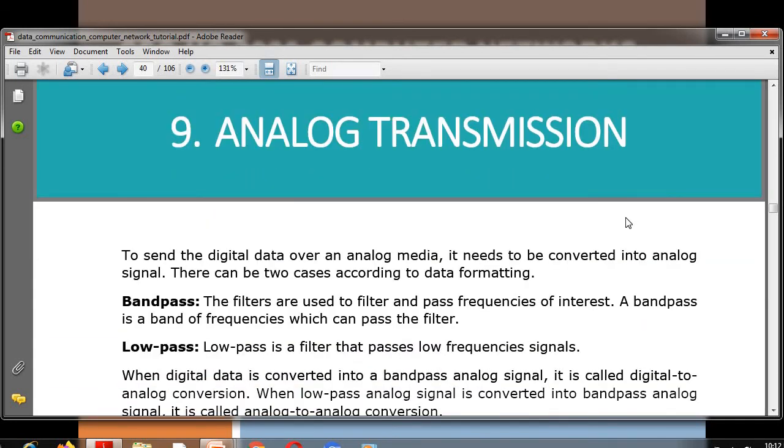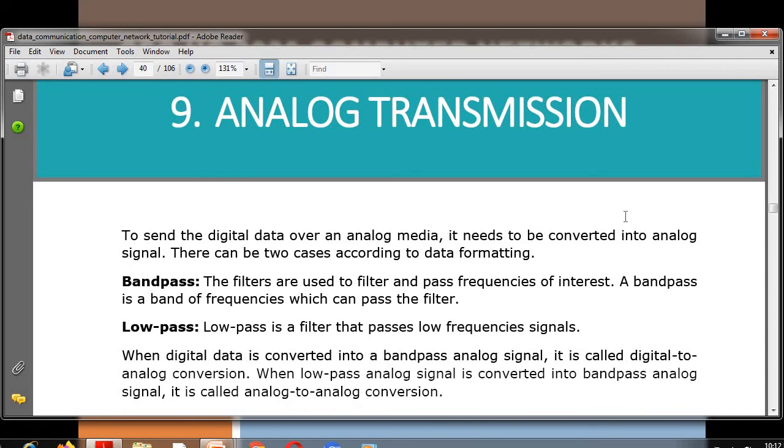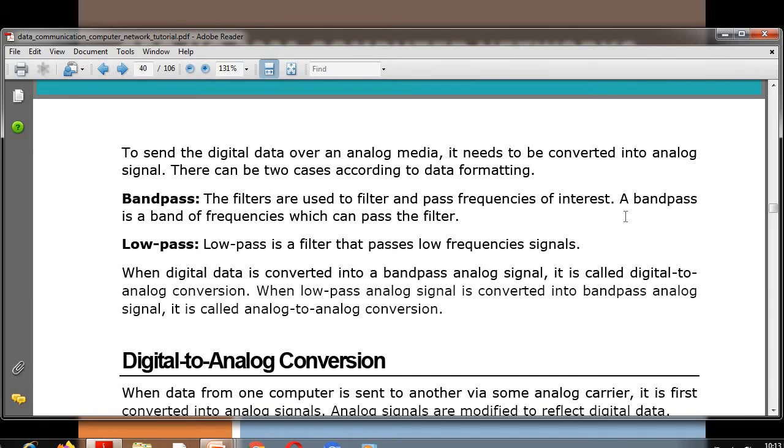So now we come to analog transmission. If we see digital transmission, then we come to analog transmission. To send digital data over an analog media, it needs to be converted into analog signals. So there can be two cases of data formatting: we have band pass and low pass.